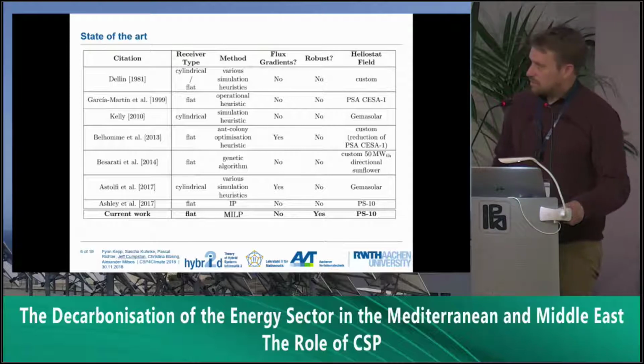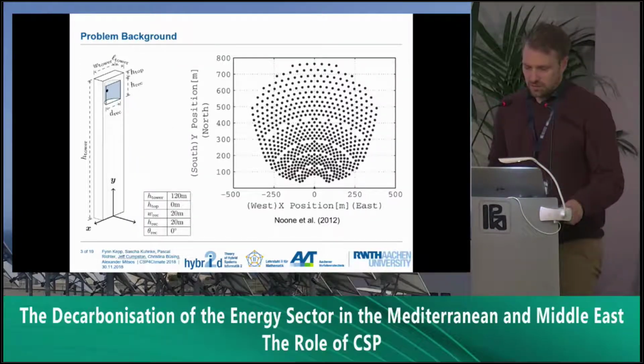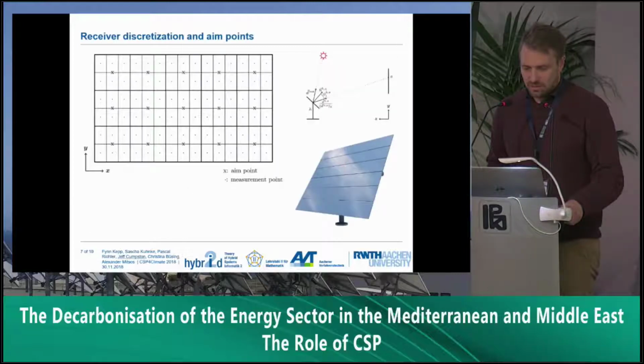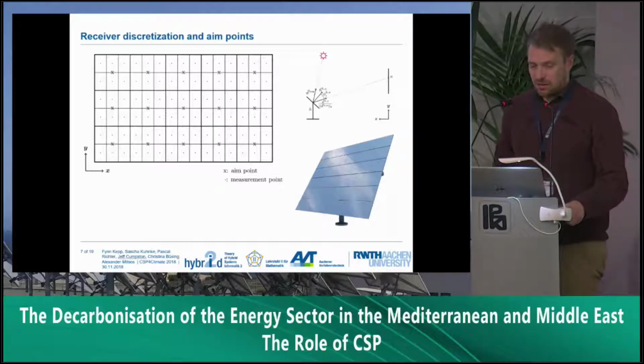So our model is the PS10 heliostat field, and we have the tower here depicted with some important spatial variables such as the height and the size of the receiver there. And we simulate our receiver by dividing it up into bins with a finite amount of aim points. As you can see, there's 5 by 3 aim points in this formulation, and the bins there are our measurement points. So here we have the sun bouncing off the receiver and hitting our receiver here at one of these aim points, ideally.